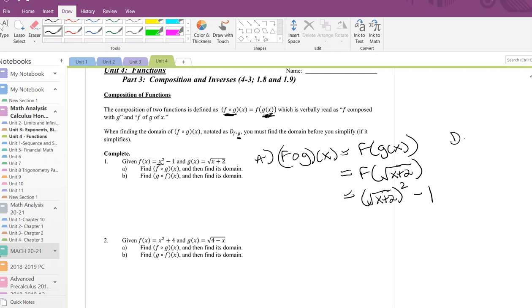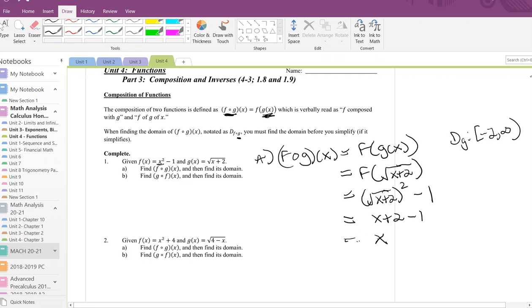So the domain of g here is that x must be greater than or equal to negative 2. Now we can go ahead and simplify and see what the domain of the simplified is. So we square it, we get x plus 2 minus 1. So we get x plus 1. Now, that is f of g of x.